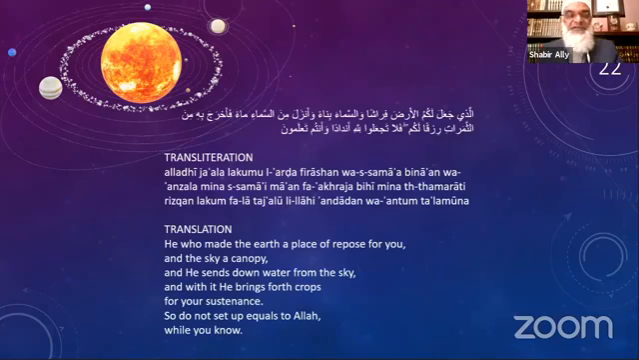So what does it mean? Translation. He who made the earth a place of repose for you, and the sky a canopy, and he sends down water from the sky, and with it he brings forth crops for your sustenance. So do not set up equals to Allah while you know. So this is very clear.